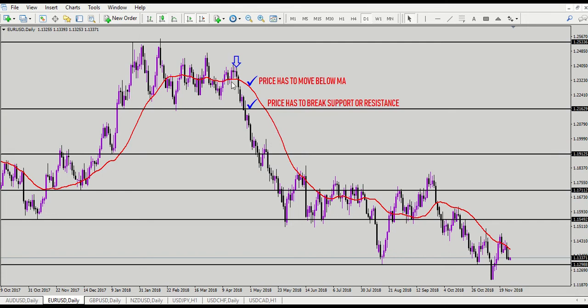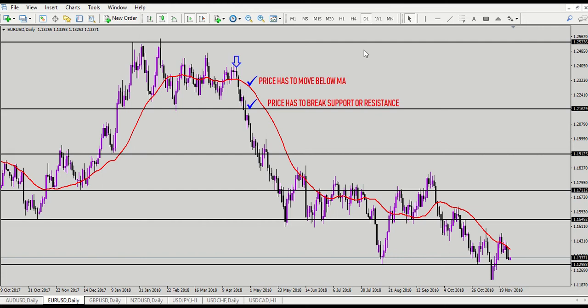So it will be the same when it is an uptrend, right? You wait for it to break the moving average first, and then you wait for it to break resistance in the case of an uptrend, and in the case of a downtrend it breaks support, right? So great stuff. So that's broken, right?